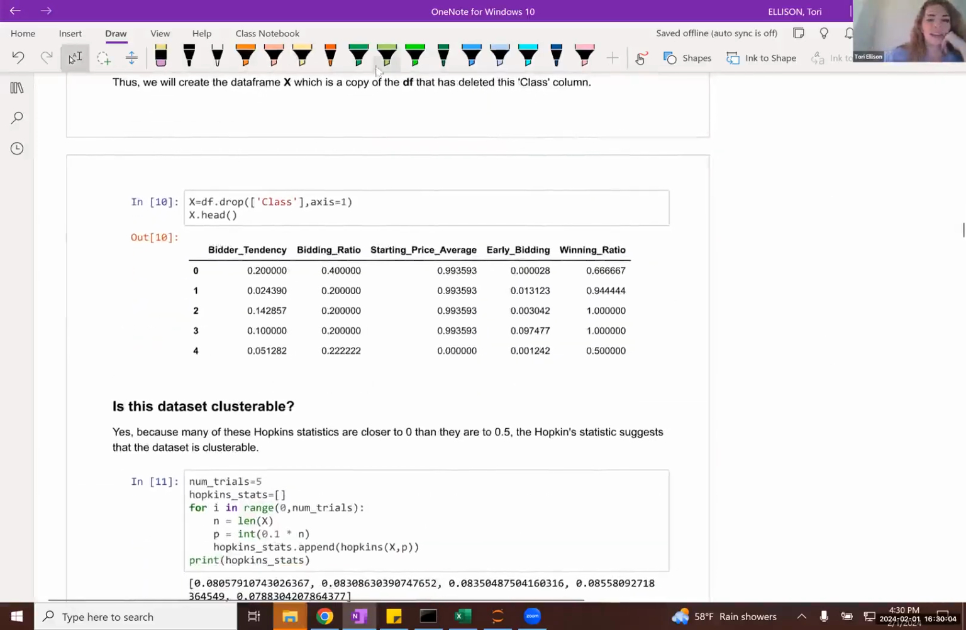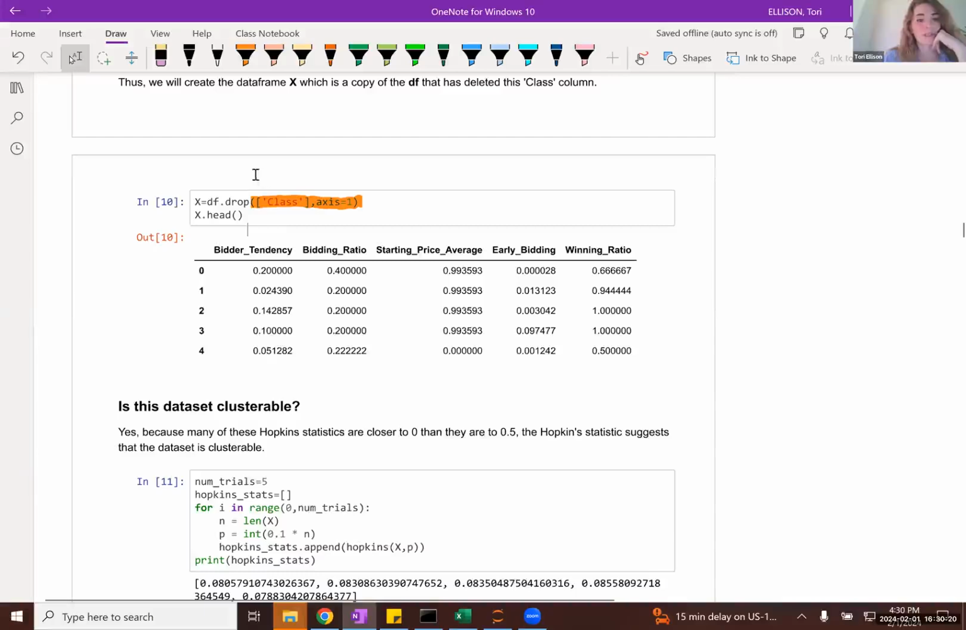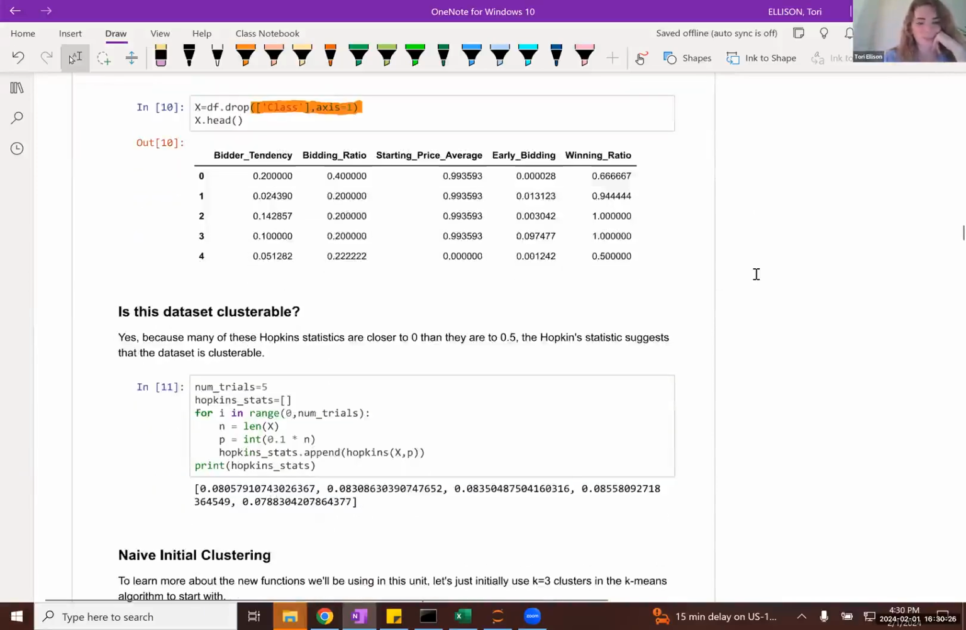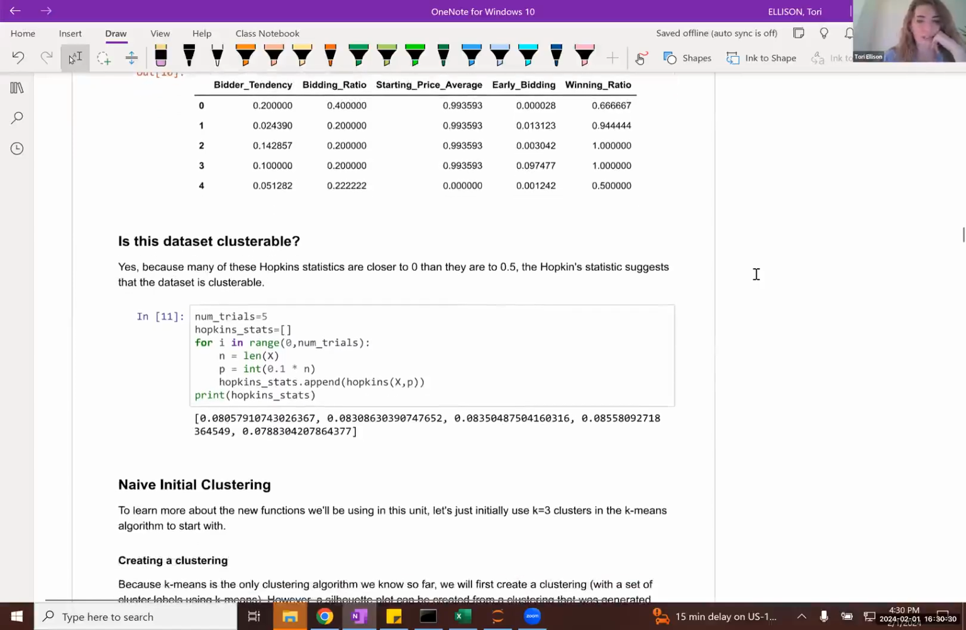And again, because I want to focus on clustering just my X data frame, I'm going to, for now, create a new data frame in which I have just dropped the class attribute from my full data frame here. And so these are going to be the variables that I will cluster, as well as determine if there exists a clustering structure within this data set.